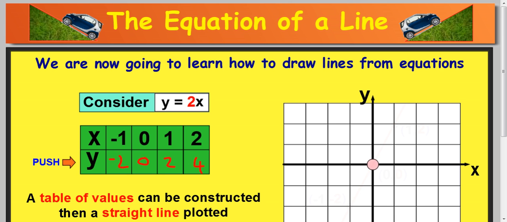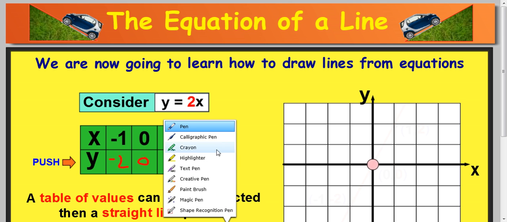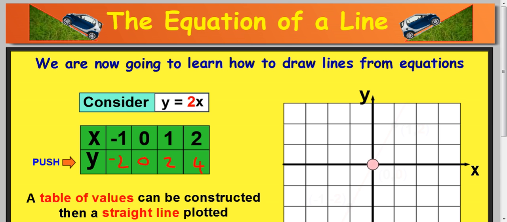Right, so that's me generated some coordinates. The coordinates are read down the way, so like this. There's a coordinate 2, 4. There's a coordinate 1, 2, 0, 0, and -1, -2. So there's all my coordinates. I can now plot them, and then I can construct a straight line through them.